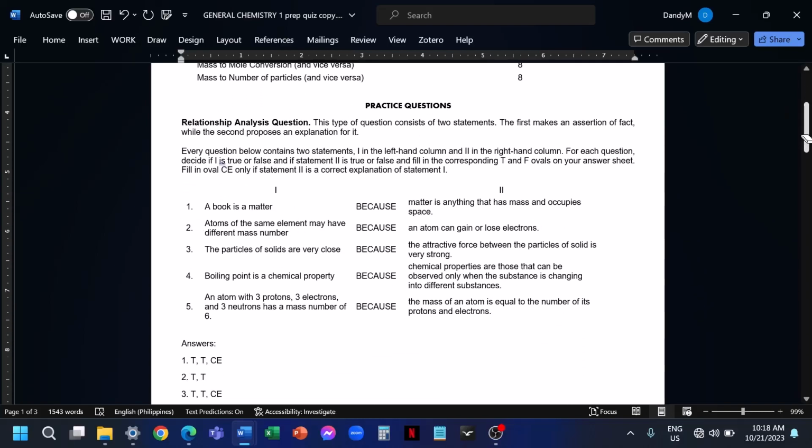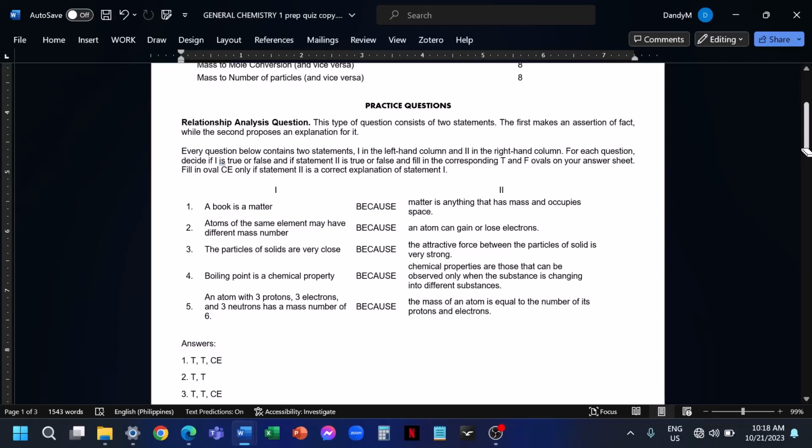For the first part, this one is a true or false relationship analysis question. Here we have two statements per item. Then again, identify if statement 1 is true or false, and the same thing for statement 2. Then also you need to identify if statement 2 correctly explains statement 1. So let's proceed to the first one.